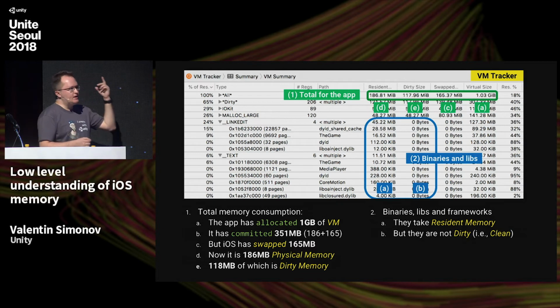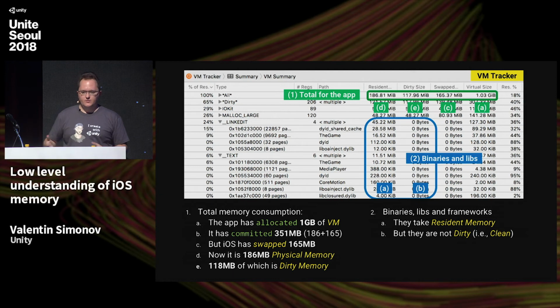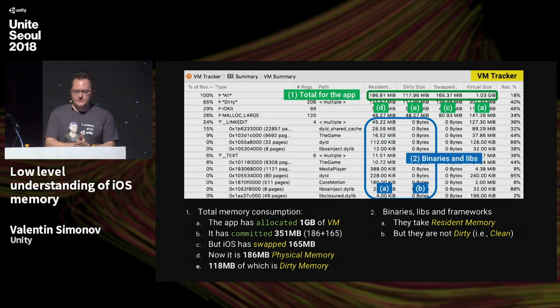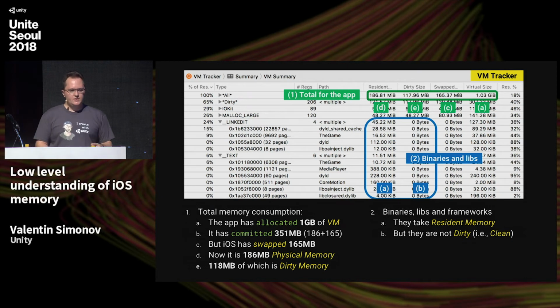And 118 megabytes of which is dirty. These are clean memory. Highlighted with blue, you can see the binaries. And you can see that they take resident memory, but they don't consume dirty memory. So you can see the values of 0 there in the column. This means that they're clean. And specifically, this memory can be unloaded when the application needs more free space, basically.